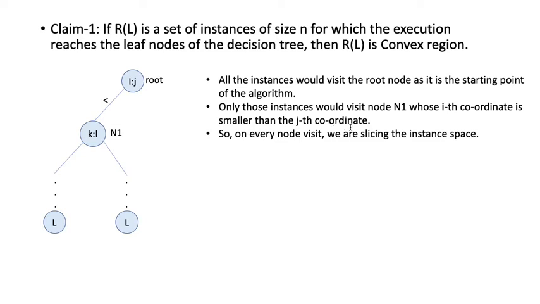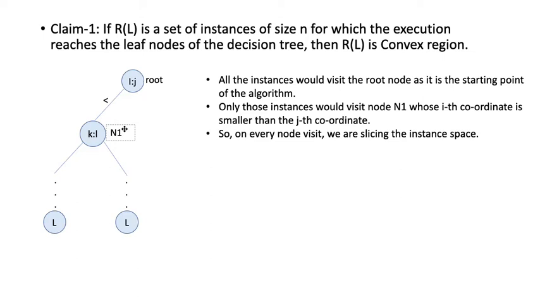What we can say from this flow is that on every node visit, we are slicing down the instance space. The number of instances at the root node was definitely more than the number of instances at n and n1. So that's an observation that we should keep in our mind.